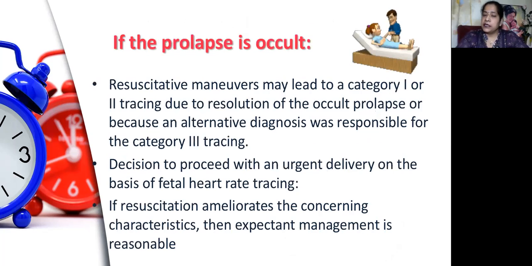Now, if prolapse is occult, resuscitative maneuvers may lead to a category 2 or 1 tracing due to resolution of occult prolapse or because some other diagnosis was responsible for category 3 tracing. The decision to proceed with an urgent delivery on the basis of fetal heart tracing is to be done. If resuscitation ameliorates the concerning characteristics, then at times expectant management can also be resorted to.